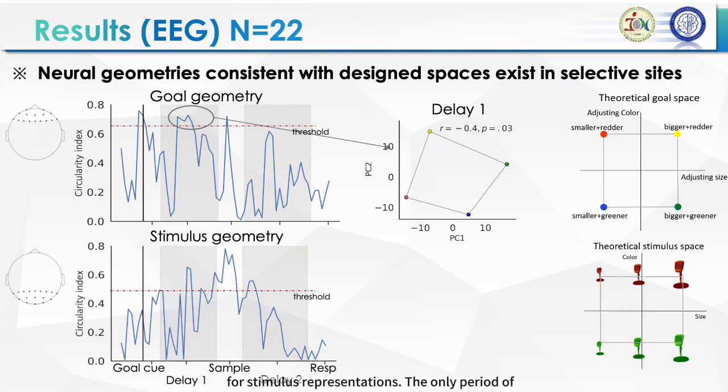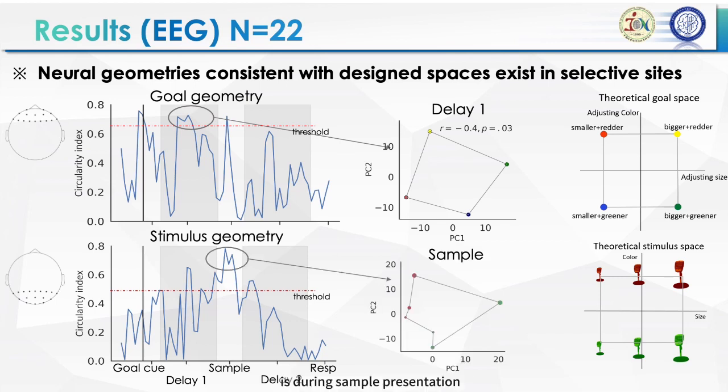For stimulus representations, the only period of time that exceeds extensively the significant threshold is during sample presentation in posterior channel activities. And you might notice the threshold here is different from the Go geometry. It's because we used 6 points to calculate the PCA, and the significant threshold is affected by the number of points. So what we found is that for the 2D Go structure, the only significant time is during the first delay in frontal channel activities, and for stimulus, the only significant time is during sample presentation and only in posterior channels.